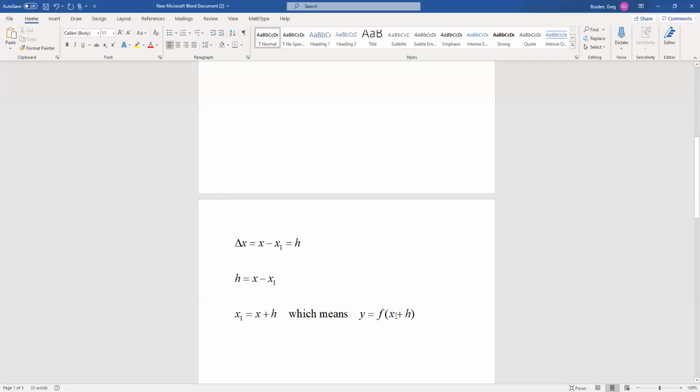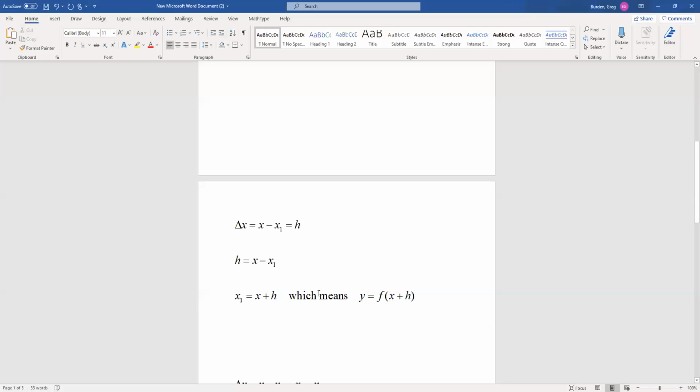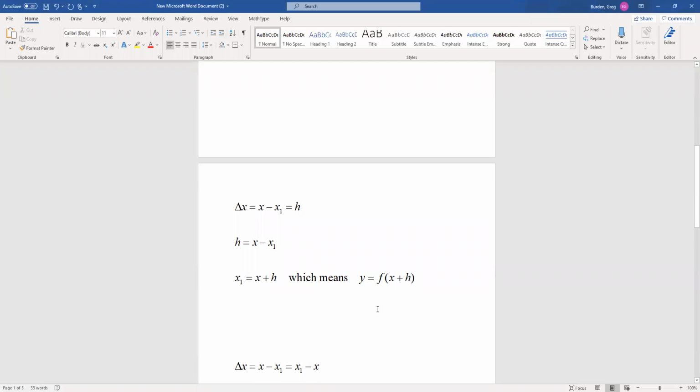It's really common, for reasons that I don't want to spend too much time talking about, to replace delta x with this letter h here. And if we do that, then we have h is equal to x minus x sub 1. Now it turns out that you could also switch that around and call it x sub 1 minus h, and it would be the difference of two values. Depending upon the context, either one of those works, but the notation I've got here is the one I'm going to be using here.